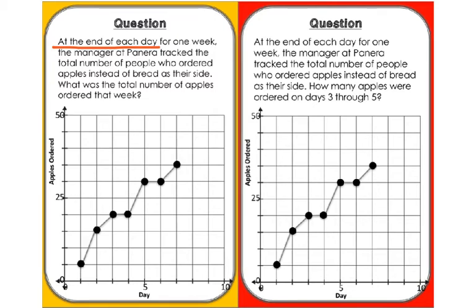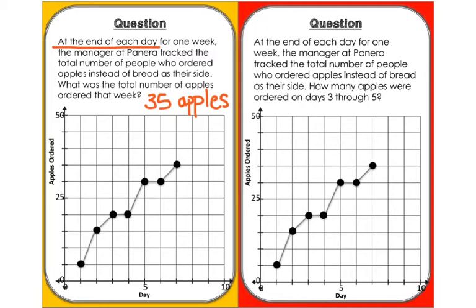So our question again is, what was the total number of apples ordered that week? So for a week that would be 7 days, which is here. So we're going to look up for the total number, which is right here. If we look across, that would be 35 apples. All right. And we should have a label for all of our answers as well.